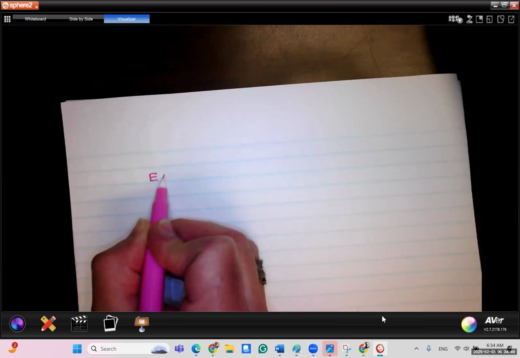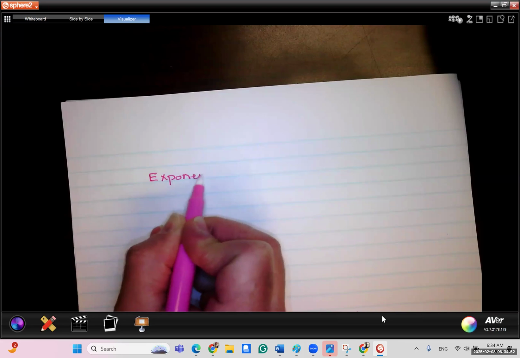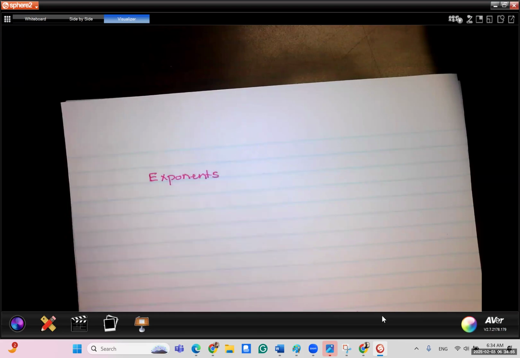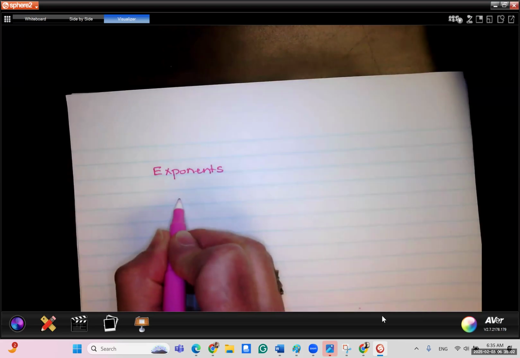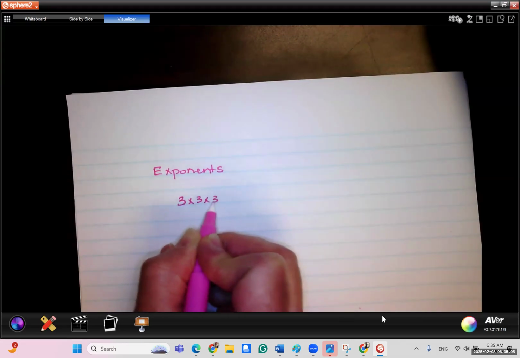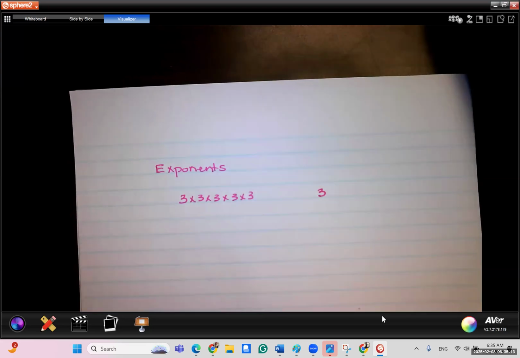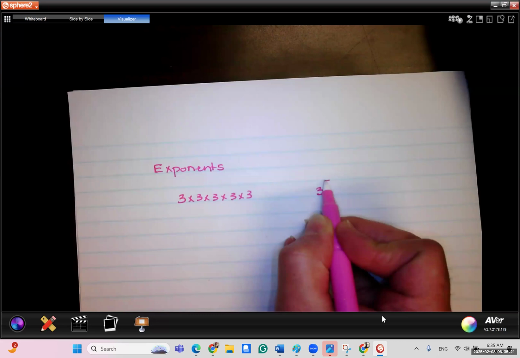Basically, exponents are what we use to show repeated multiplication, because it's not always easy to multiply a bunch of numbers together. So for example, instead of writing 3 times 3 times 3 times 3 times 3, 5 times, we just write the 3 once and then show the number of times you're going to multiply 3 by itself as an exponent. So 1, 2, 3, 4, 5: 3 to the 5th power.